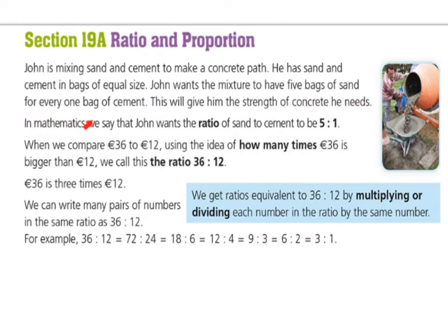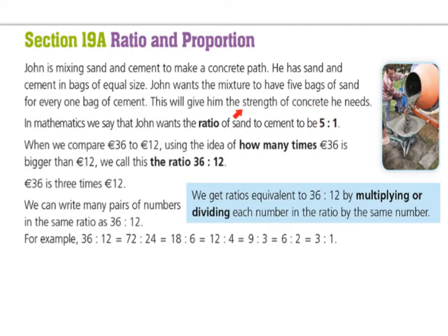In mathematics, we say that John wants the ratio of sand to cement to be 5 to 1. So for every 5 parts of sand, there's going to be 1 part of cement. The order in which you write or say sand and cement is extremely important, because if this had said the ratio of cement to sand, it would have been totally different. So the ratio of sand to cement is 5 to 1.